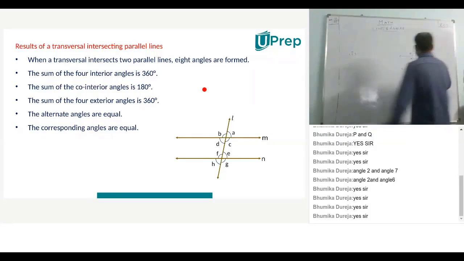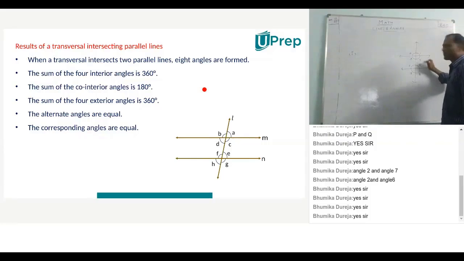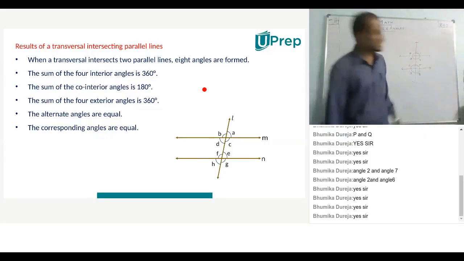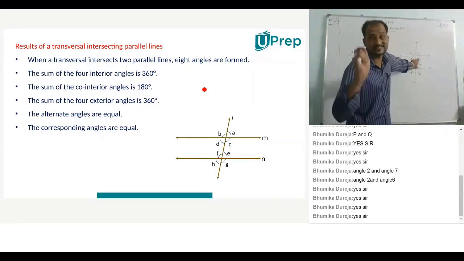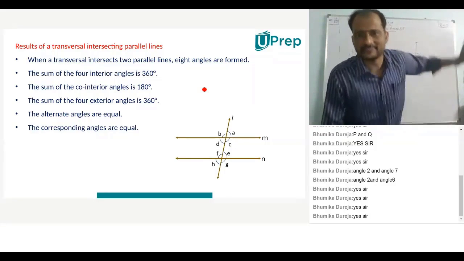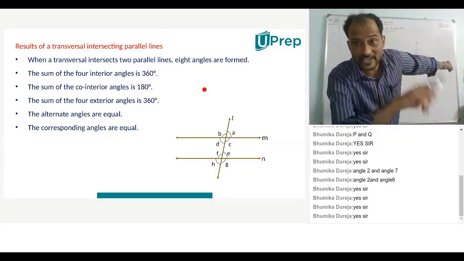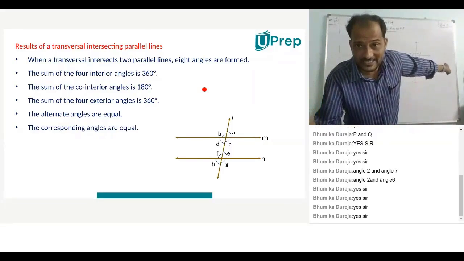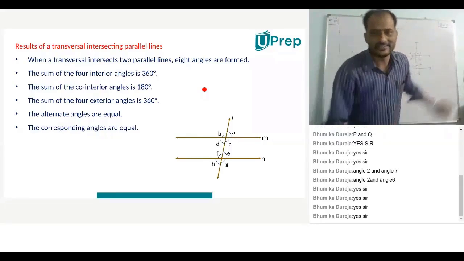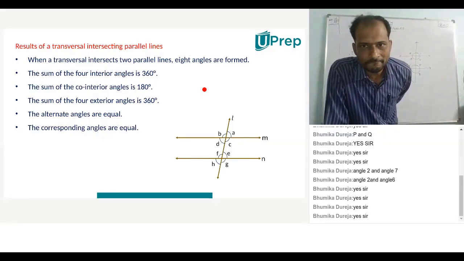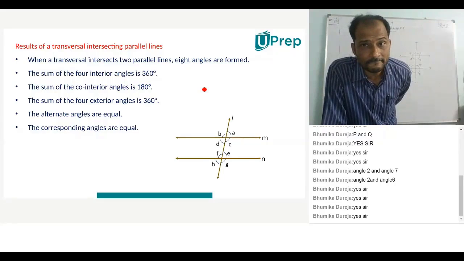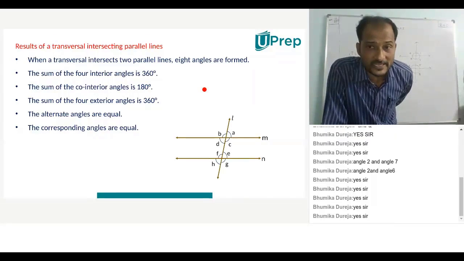Next, the sum of the co-interior angles will be 180 degrees. That means, if lines are parallel, the co-interior angles are supplementary. If co-interior angles are supplementary, then the lines are parallel. Is that clear?